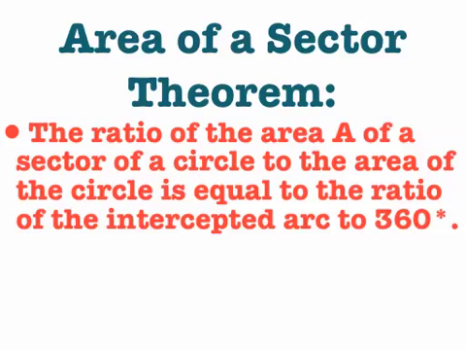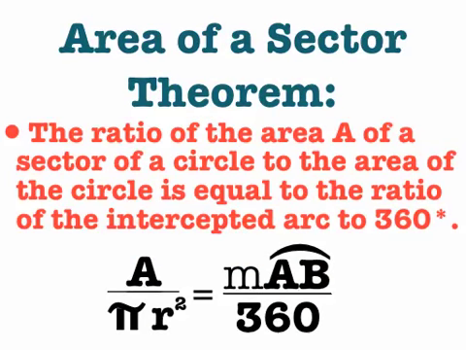The area of a sector theorem says that the ratio of the area A of a sector of a circle to the area of the circle is equal to the ratio of the intercepted arc to 360 degrees. This is very similar to what we talked about in the last lesson when we were finding the length of an arc. Now we're finding the area of a sector, and we can say that A, which is the area of the sector, over pi times radius squared, notice pi times radius squared would just give us the area of the entire circle, is going to be equal to the measure in degrees of arc AB over 360.